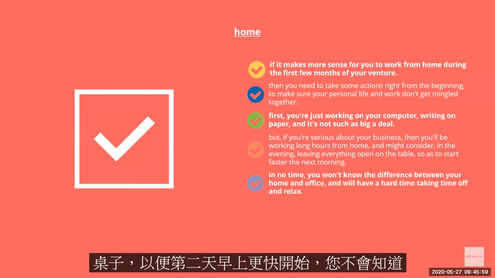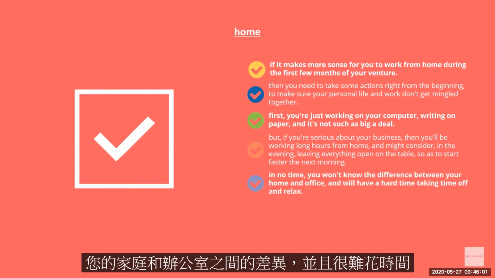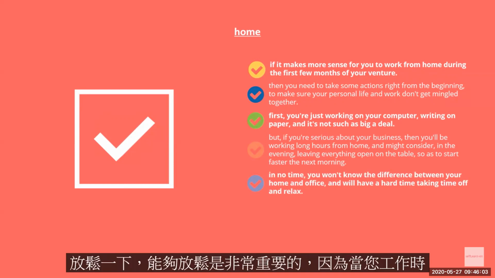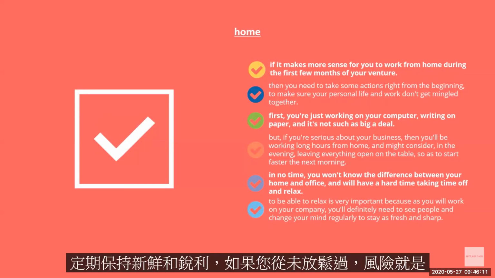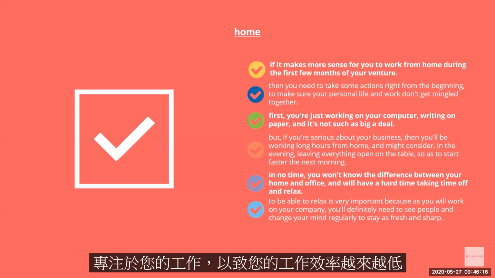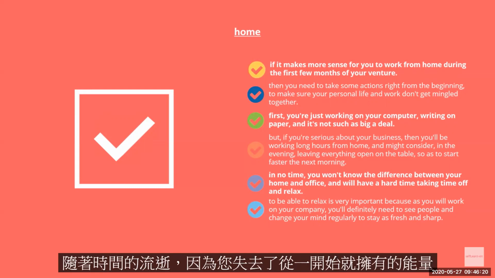In no time, you won't know the difference between your home and office and will have a hard time taking time off and relaxing. To be able to relax is very important because as you work on your company, you'll definitely need to see people and change your mind regularly to stay fresh and sharp. The risk if you never relax is that you get so focused on your work that you start becoming less and less productive with time because you lose the energy you once had.